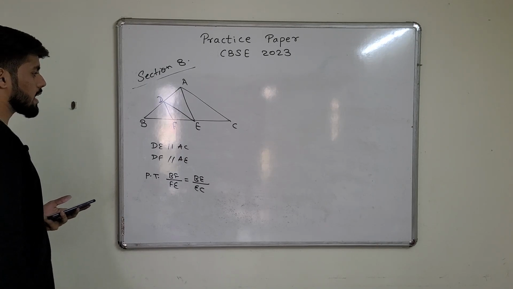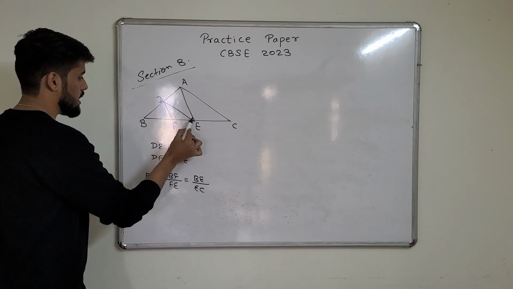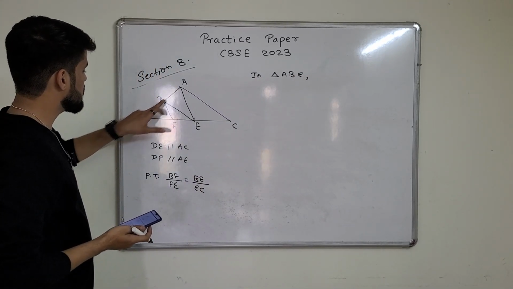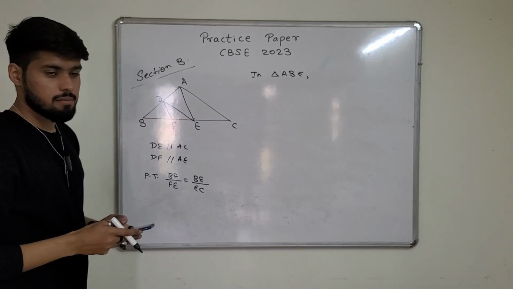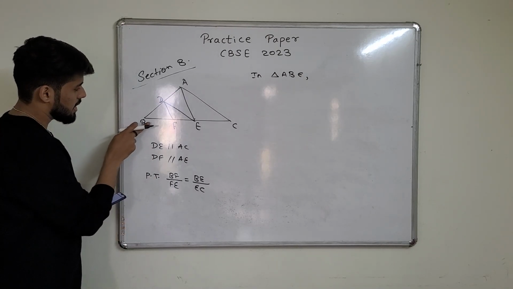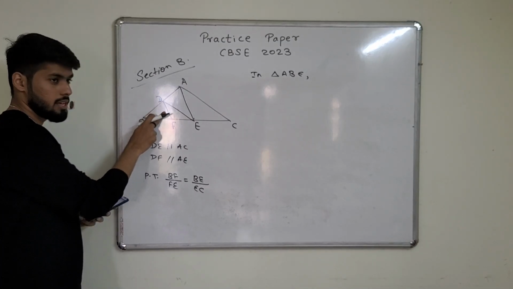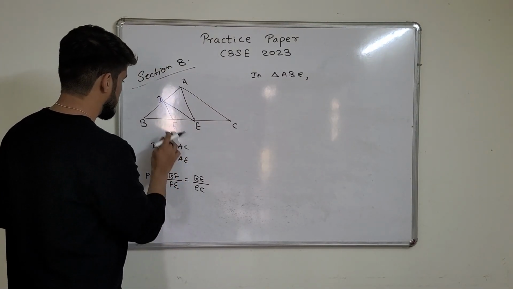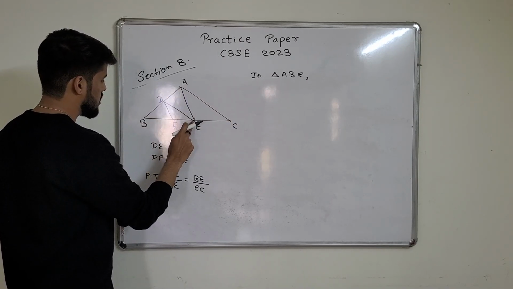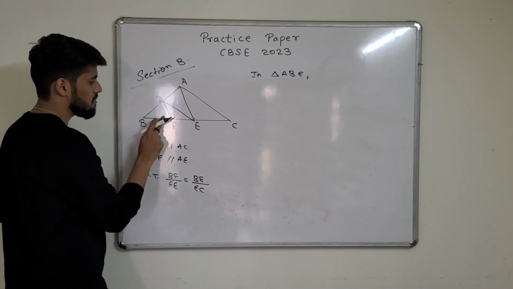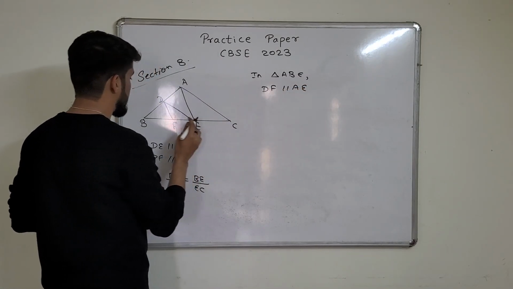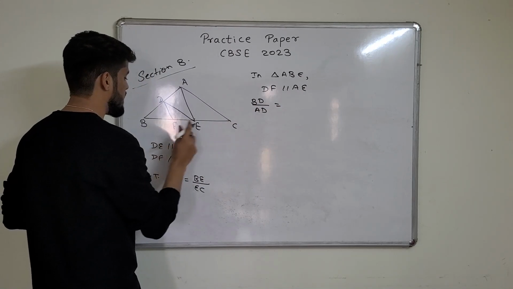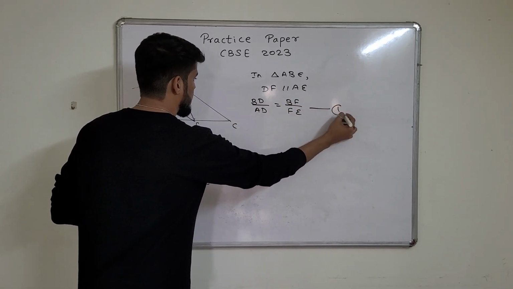So we need to choose two triangles. First is triangle ABE. In triangle ABE, by using the BPT theorem, if a line joining two points is parallel to the third side, then we can say the sides are in proportion. So in triangle ABE, DF is parallel to AE. So we can write, BD upon AD equals BF upon FE. Let this be my first equation.